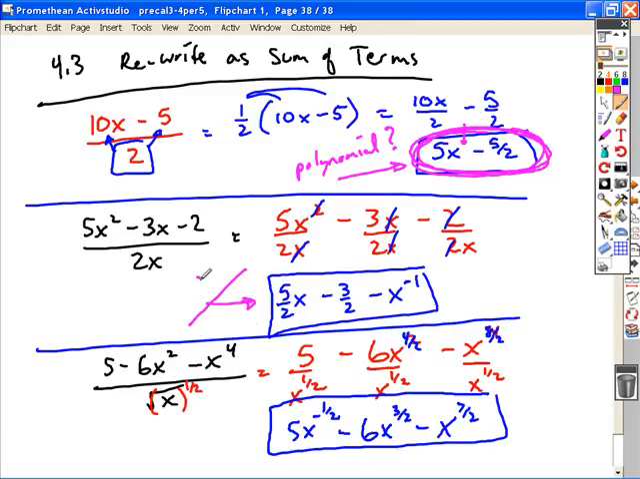Negative power means not a polynomial. What about this? Again, fractions and negatives? No. Okay, so the only one out of all of these that is a polynomial is that first one. Okay, but this is what you'll do when it asks you to rewrite as the sum of terms. You're just going to distribute the denominator into every term from the numerator independently, and then you're going to simplify each individual fraction.